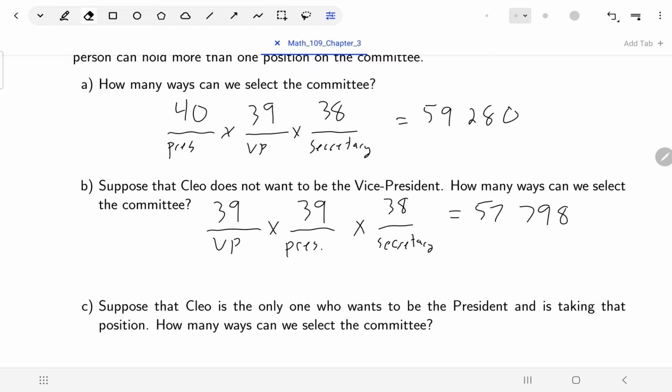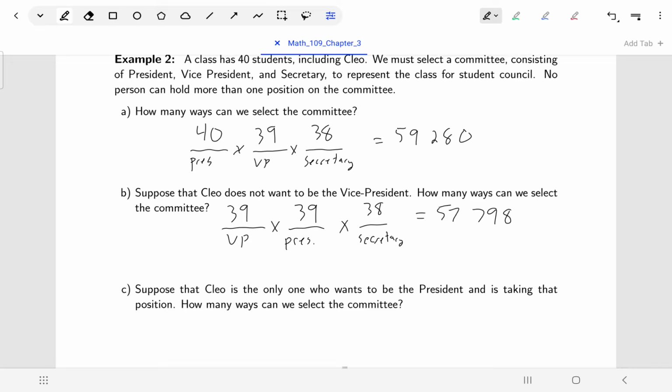I do also want to point out we could have used counting the complement for this because if we're thinking about all the committees where Cleo isn't the vice president, we might have said, would it be easier to count all the committees where Cleo is the vice president? We might have been able to use counting the complement to help us out. But I'll leave that for some future tougher questions. I just want to do some more straightforward multiplication principle with these ones.